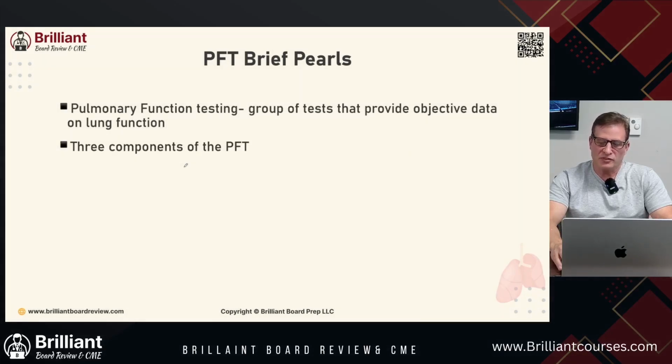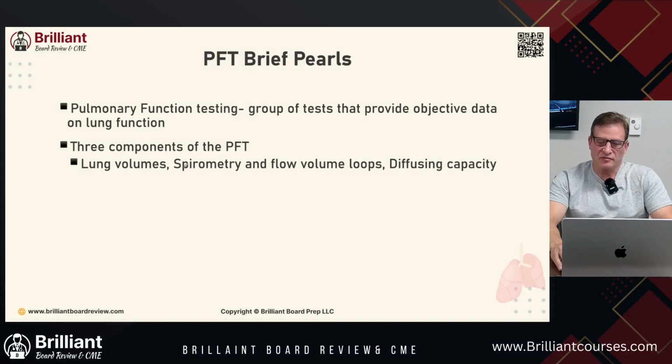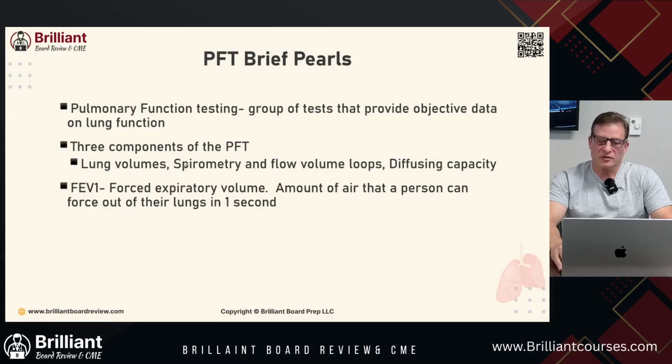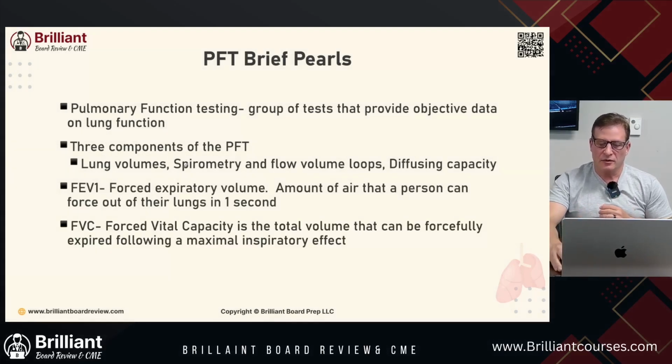The three main components of the PFT are the lung volumes, the spirometry, and the flow loops, along with the diffusion capacity. The FEV1 is the forced expiratory volume, the air that a person can breathe out of the lungs in 1 second. The FVC is the forced vital capacity. It's the total volume that can be forcibly expired during a maximal inspiratory effort.